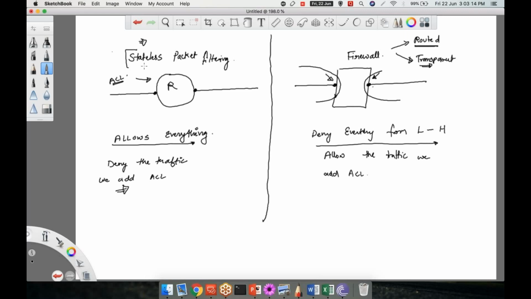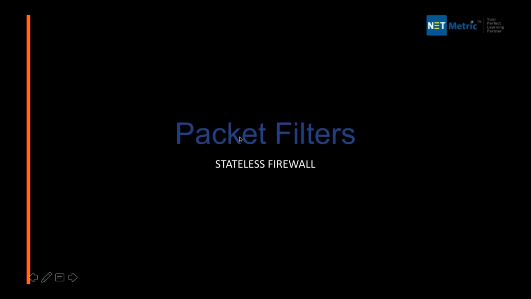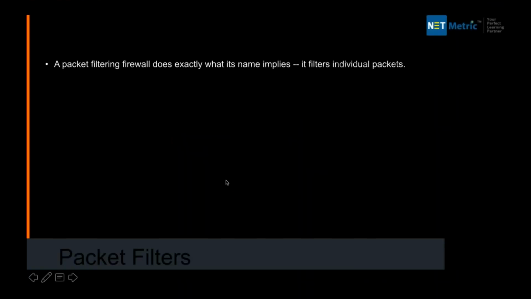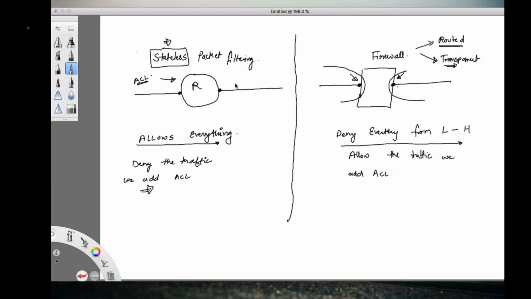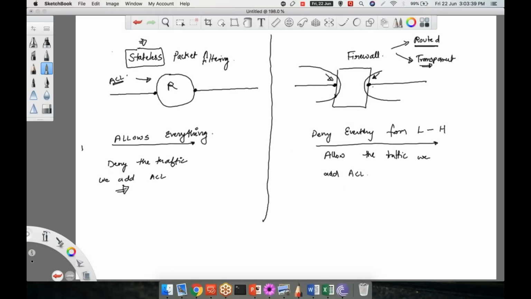Now, why is the term stateless used? I'll give you an answer on this in a few minutes. So let's talk about packet filters. A packet filtering firewall does exactly what its name implies. It filters the individual packets. They are stateless in nature because they do not have the concept of a state table or the connection table. Now, what is the state table and the connection table? Let's understand one more thing. So this is one of the differences that I've told you between your router as well as the firewall.